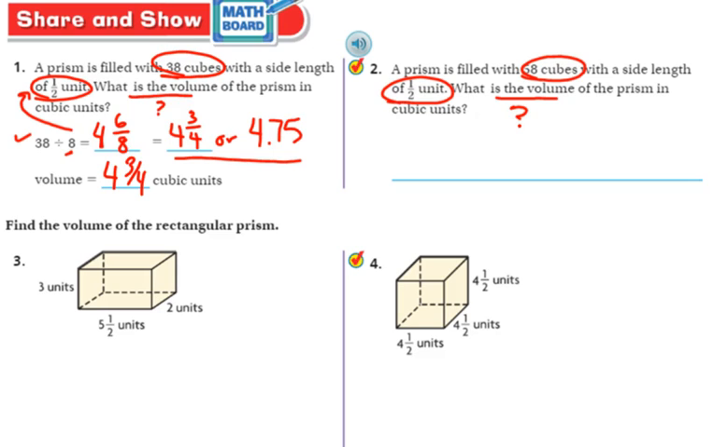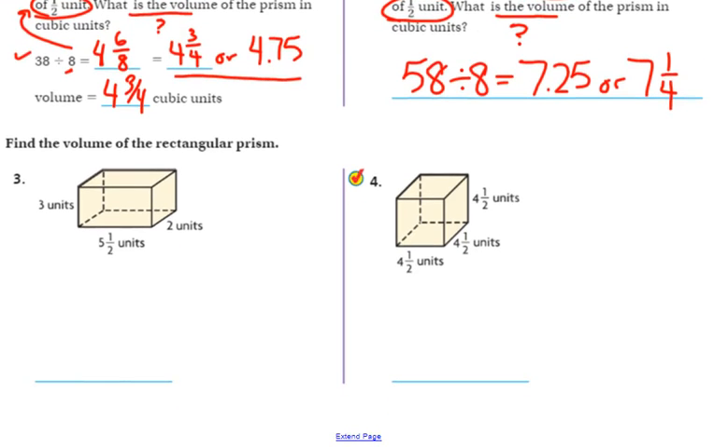All right, thanks for taking the time to pause it up. What you should do is take your 58, divide it by 8 because of the 1/2 unit cubes, and you'd get a final answer of 7.25, or 7 and 1/4. Both are acceptable. All right, so let's go ahead and work through question 3, and then I'm going to let you do question 4 on your own.